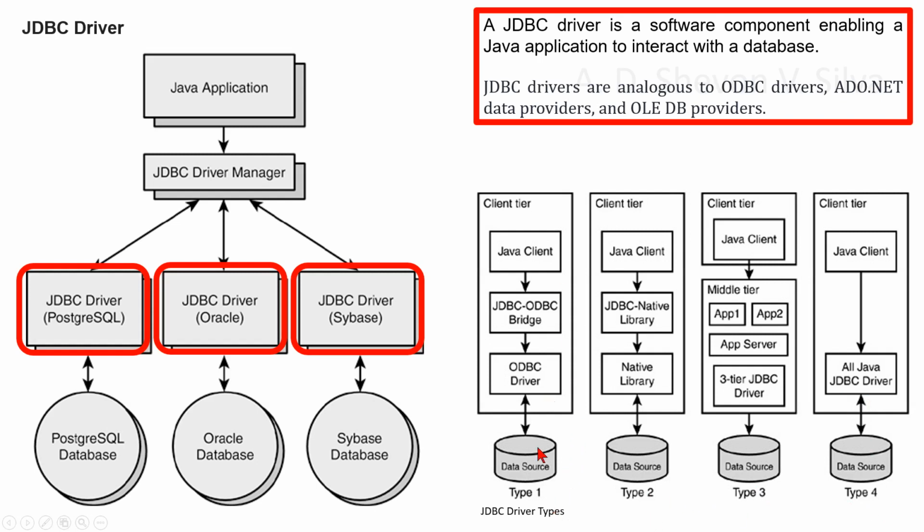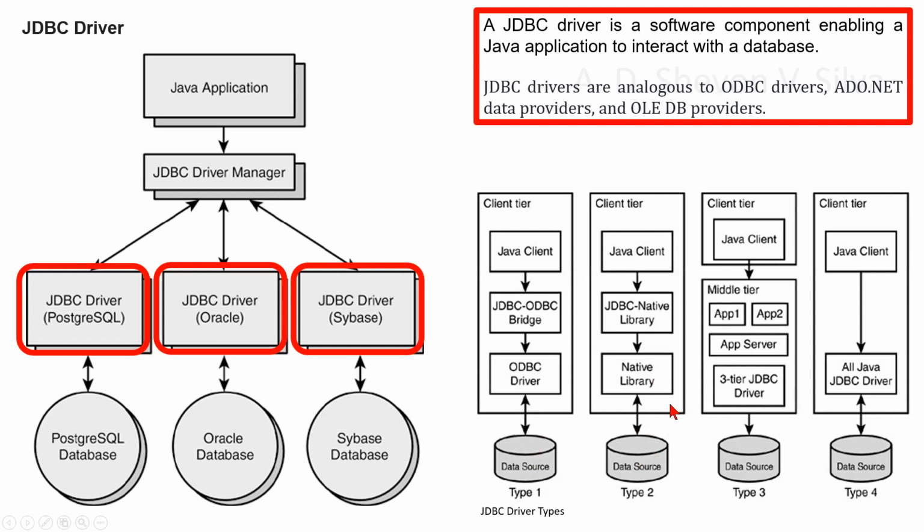In type 1, you can see in the client here, Java client, JDBC ODBC bridge and JDBC drivers are there. Java client is connected to JDBC ODBC bridge, and JDBC ODBC bridge is connected to ODBC driver, and ODBC driver interacts with data source.